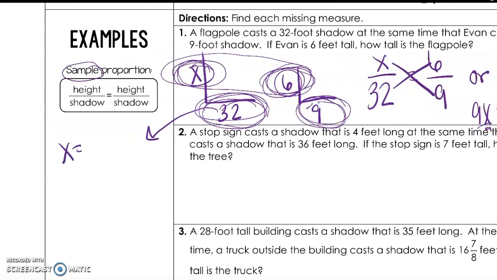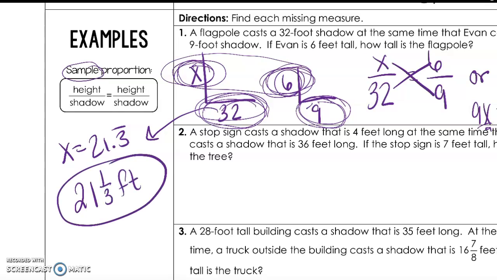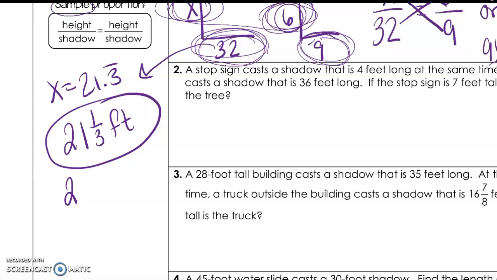We would get x equals 21.3 repeating. I want you to change that to 21 1/3 feet. It asks how tall the flagpole is, so that is in feet. It'd be really great if we knew that 1/3 of 12 is 4, so 21 feet 4 inches would be a great answer.